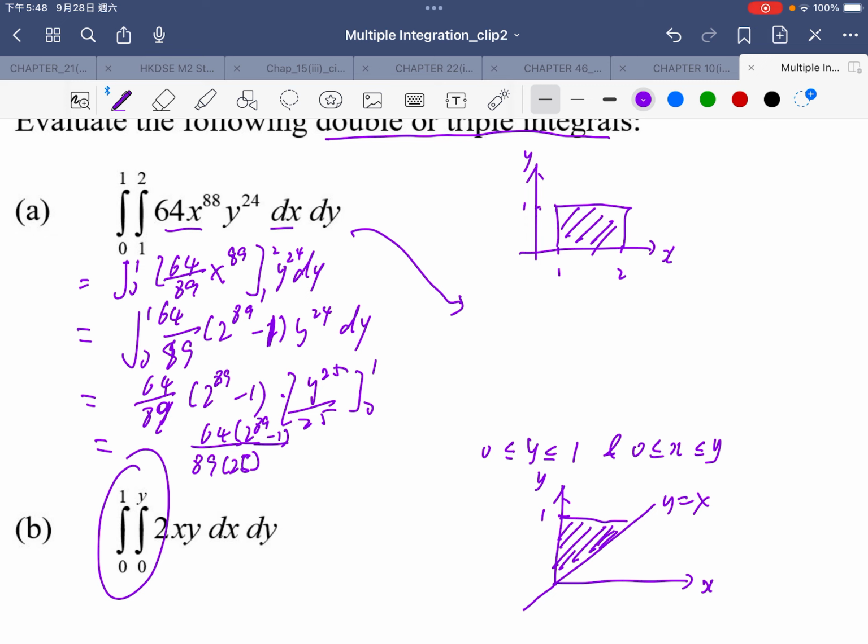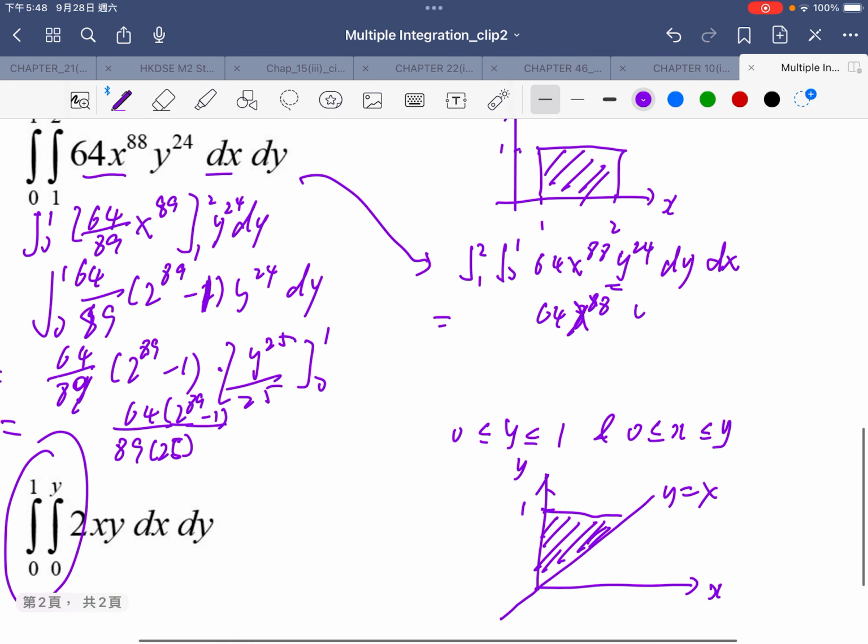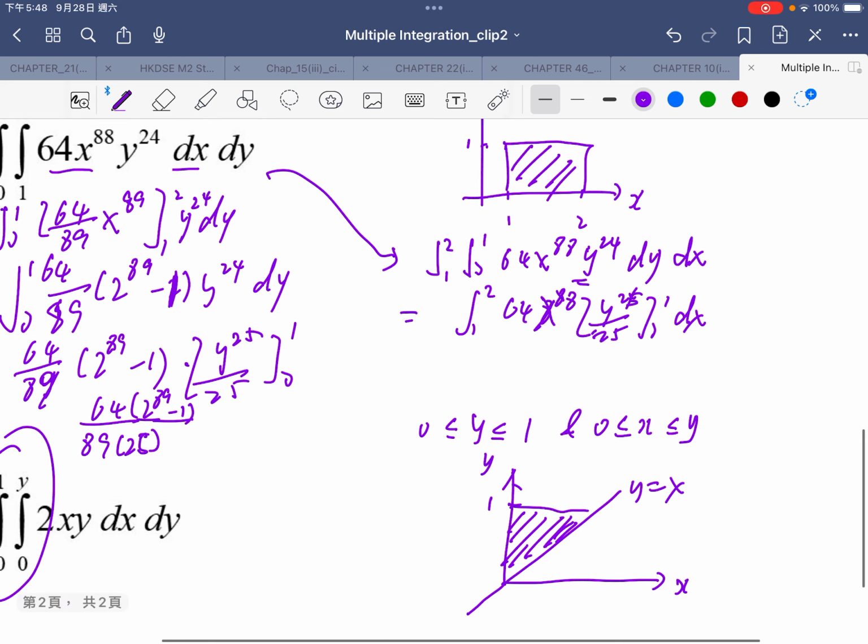we can change the position. That means we can change 1 to 2, 0 to 1, 64x to the power 88, and y to the power 24, dy dx. Then for the first, it is integrated y to the power 25, with 64x to the power 88. Then y to the 25 over 25. And then assign the value.